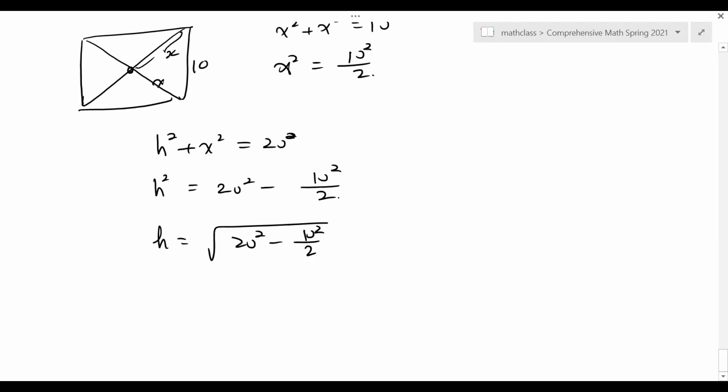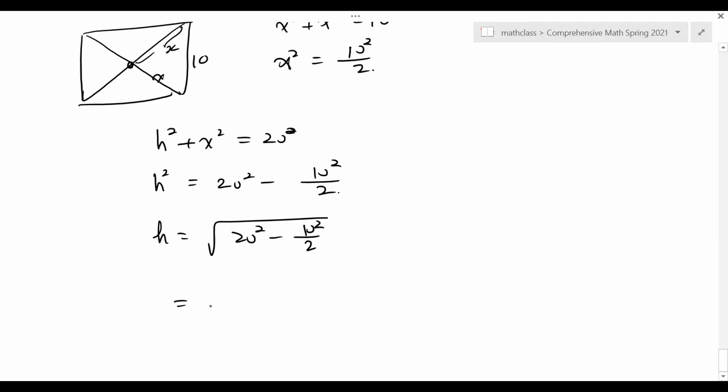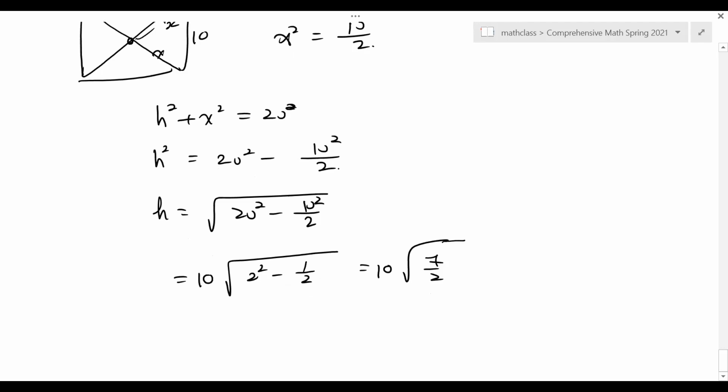And then let's simplify a little bit. The 20 is 10 times 2, so actually you can take a 10 out. There'll be 2 squared minus 1/2. 20 is 2 squared times 10 squared. So 2 squared minus 1/2, that's 8, it's 7 over 2. It's a bad number, right? So anyway, you get 5.